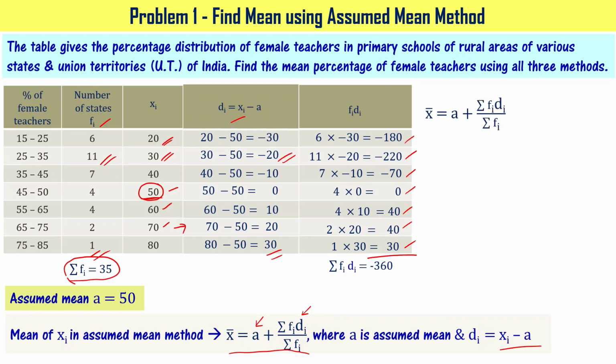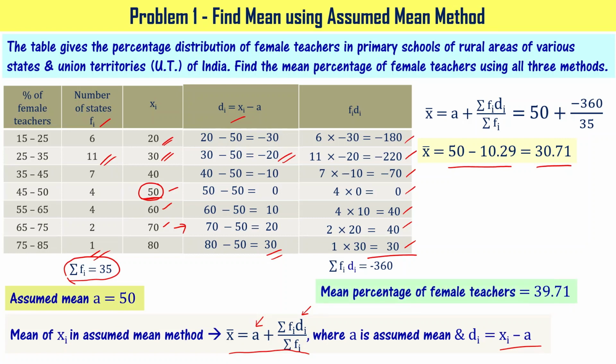So x bar equal to A plus sigma FiDi divided by sigma Fi, right? A is 50. Sigma FiDi is minus 360 and sigma Fi is 35. When you substitute and simplify, you get x bar equal to 50 minus 10.29, that is equal to 39.71. This is exactly what we got earlier also, right? So let me now write: mean percentage of female teachers is 39.71%.